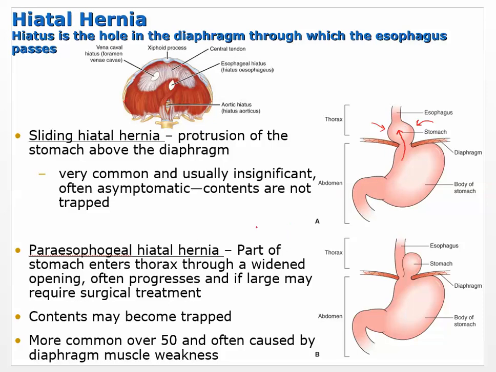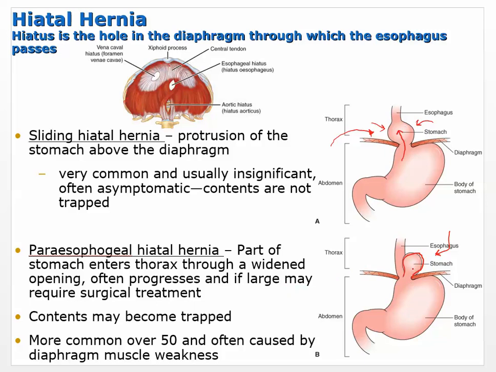However, there is something called a paraesophageal hiatal hernia, and that's when it sort of forms a pouch. The stomach is forming a pouch, and you may have to actually have that removed. The sliding hiatal hernia can resolve on its own, but the paraesophageal hiatal hernia may form this pouch, and then you may have to have it treated surgically. So part of the stomach enters the thorax, this thoracic area up here, through a widened opening, often progresses, and if large, may require surgical treatment.